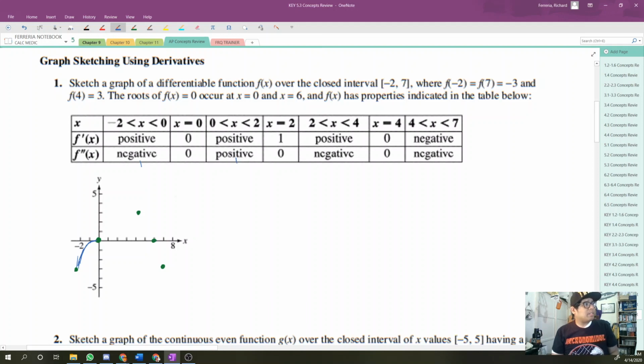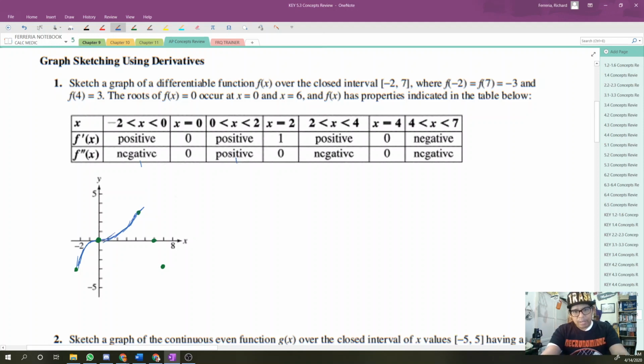And then the slope is going to remain positive between 0 and 2. Once we get to 2, the slope has to be 1. So why don't we draw a slope of 1 over here at 2. So we're going to have to match with that. Okay, so positive concavity and then increasing function. And then we're going to make sure that that slope matches. I don't know how convincing that looks.